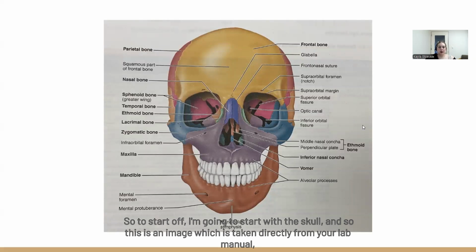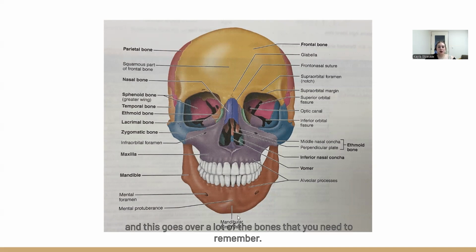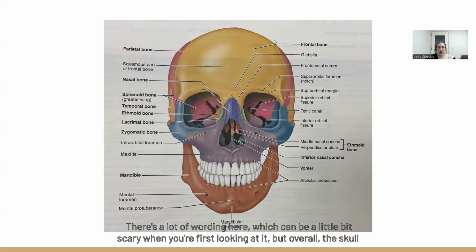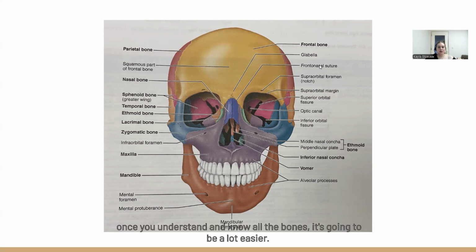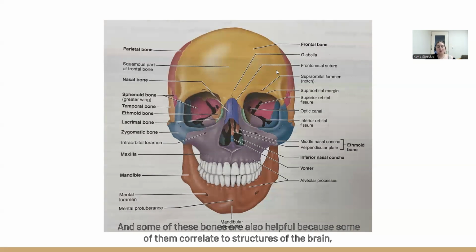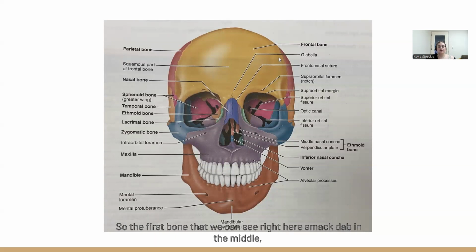And so this is an image taken directly from your lab manual, and this goes over a lot of the bones that you need to remember. There's a lot of wording here, which can be a little bit scary when you're first looking at it, but overall, the skull, once you understand and know all of the bones, it's going to be a lot easier. And some of these bones are also helpful because some of them correlate to structures of the brain. And so it'll be very helpful to remember some of these regions.